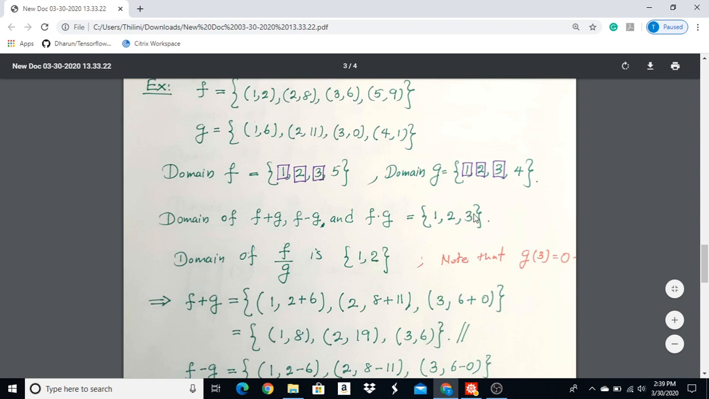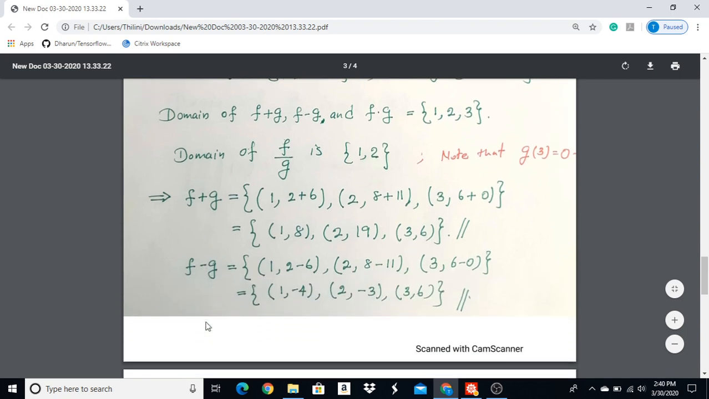And for the last value in the domain of f plus g, plug in 3. f of 3 is 6, and g of 3 is 0. So it's 6 plus 0, which becomes 6. So this is the relation of the f plus g function. Likewise, you can find all the other combinations, operations of f and g.